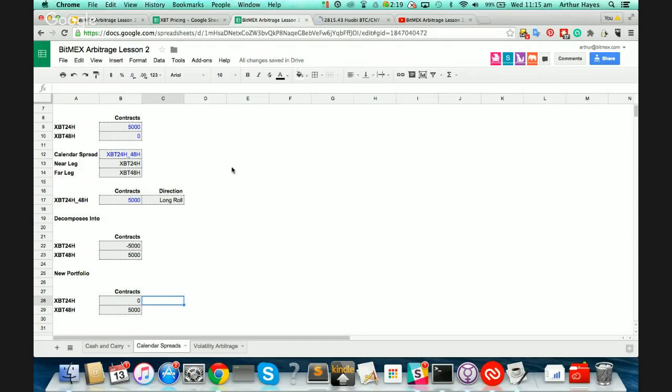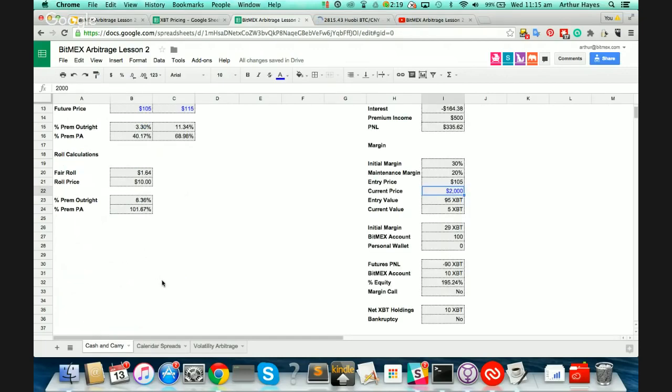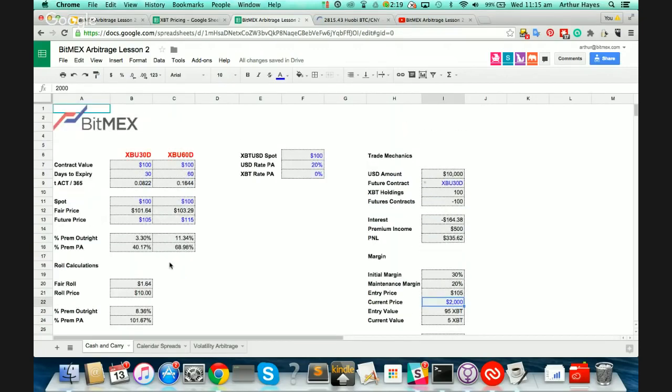Now let's look at how you analyze whether or not you want to roll your contracts at expiry. Let's go back to our cash and carry example. We still have our 60-day contract. It's coming up to expiry. So let's say that we have 10 days left on this one, and 40 days left on the 60-day.